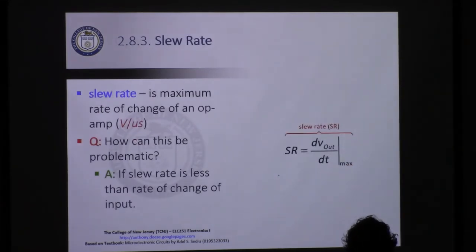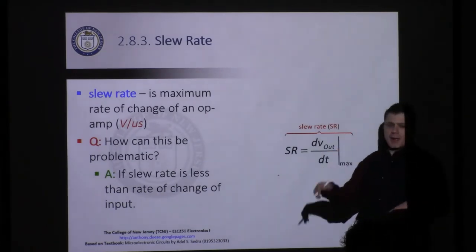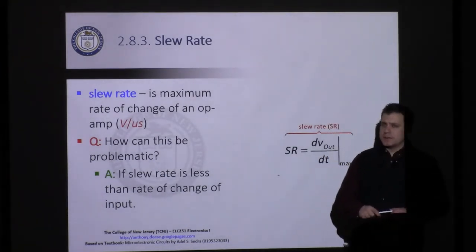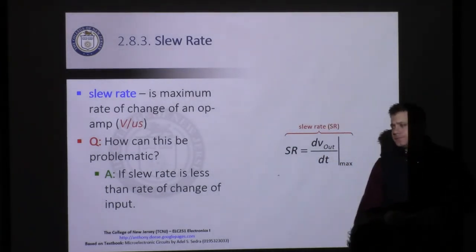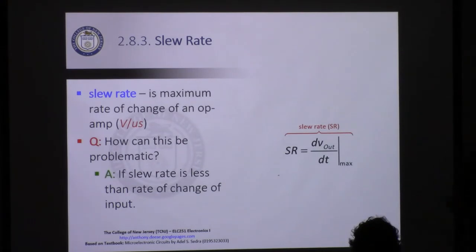Okay, slew rate is an interesting one. This is one that we're probably a little bit less familiar with. So slew rate is the maximum rate of change that the op amp output can experience. So this picture does a good job of describing it.